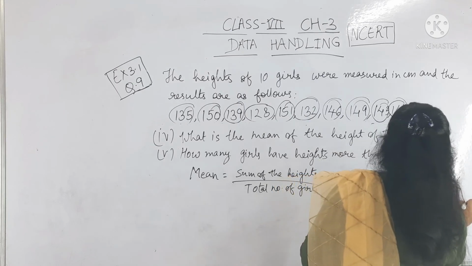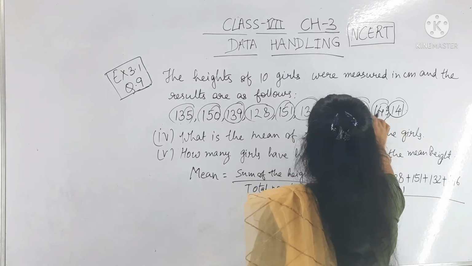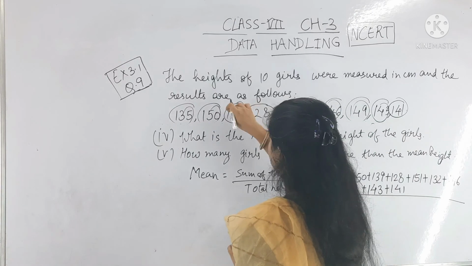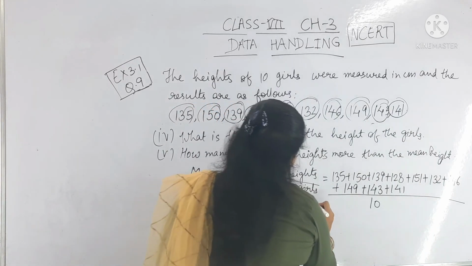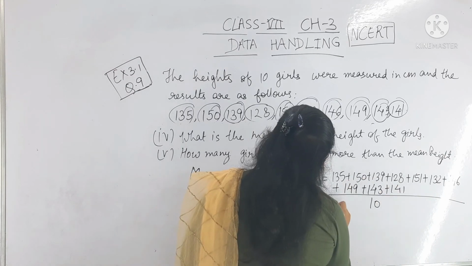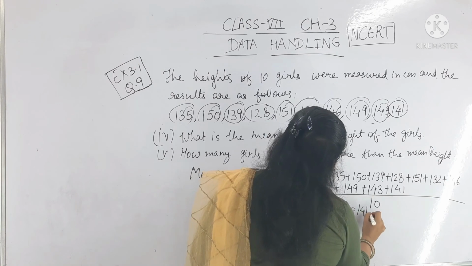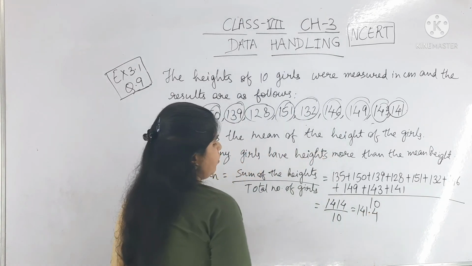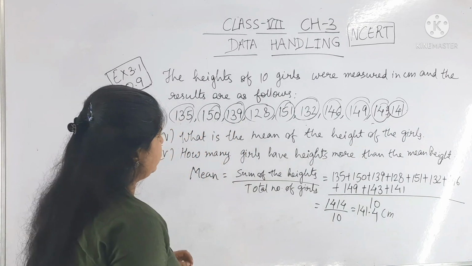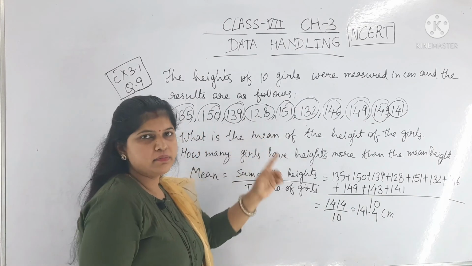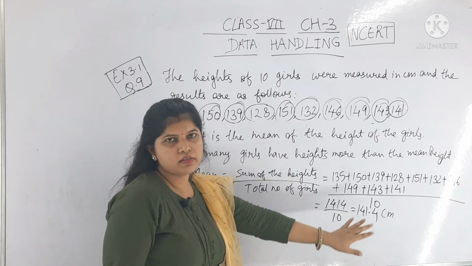Divide by how many total number of girls? 1, 2, 3, 4, 5, 6, 7, 8, 9, 10. This is 10. So if you add this one, you will get 1414 divided by 10. So it is 141.4 will be your answer in centimeter. As the data is given in centimeter, you have to write centimeter, otherwise it will be wrong.